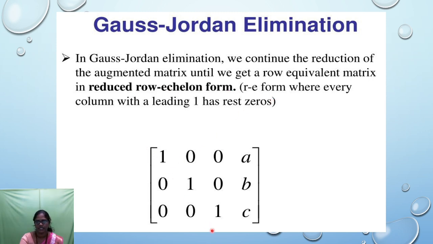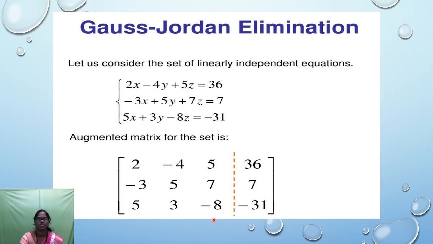Check. Here the principal diagonal element is 1. Remaining elements are 0. Okay. The Gauss elimination method. Let us consider one example. 2x minus 4y plus 5z equal to 36. In the second equation, minus 3x plus 5y plus 7z equal to 7. In the third equation, 5x plus 3y minus 8z equal to minus 31.